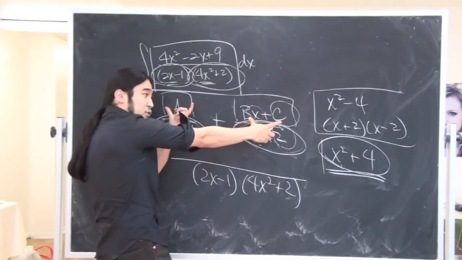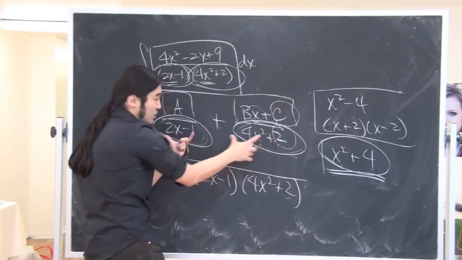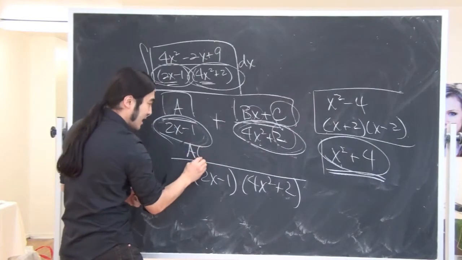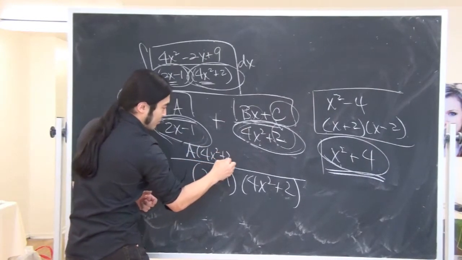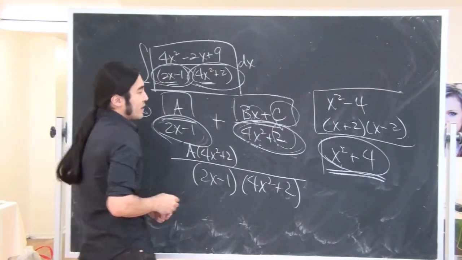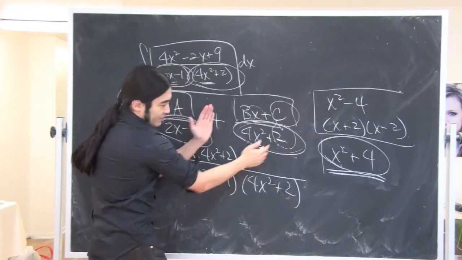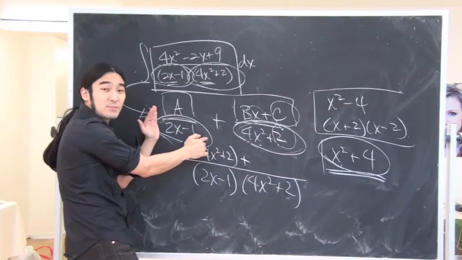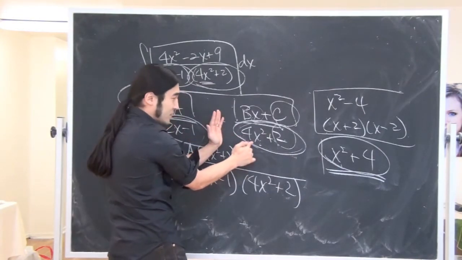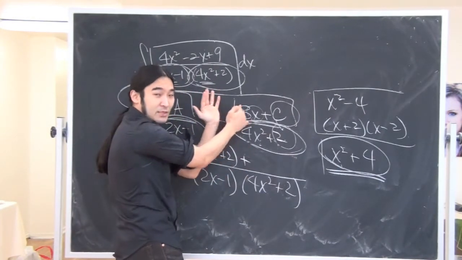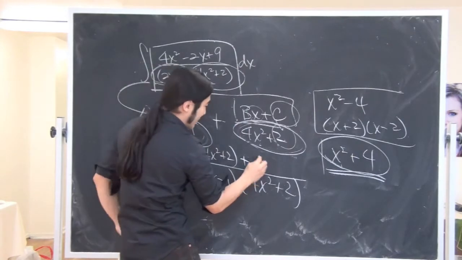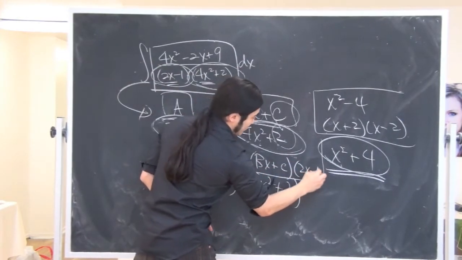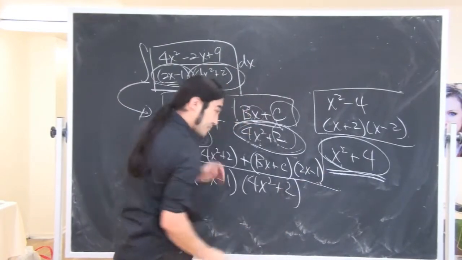But if you multiply the numerator by 4x squared plus 2 on the bottom here, you've got to do it up top too. So then you get A times 4x squared plus 2. Okay? And then on this side, in order to make this look like this on the bottom, I have to multiply it by 2x minus 1. If I multiply the bottom by 2x minus 1, I have to multiply the top by 2x minus 1. So again, I would get Bx plus C times 2x minus 1.